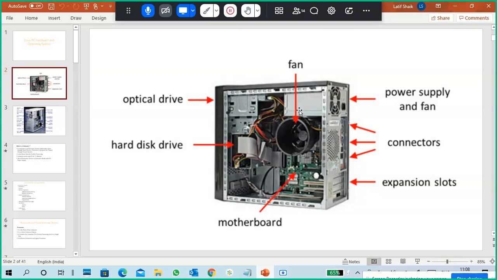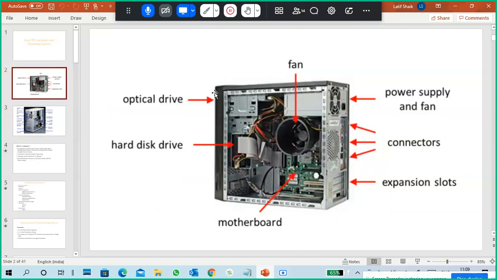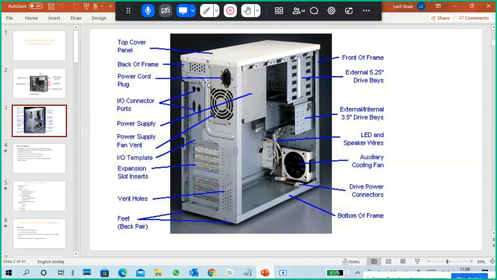So this is your cabinet and the front side of the cabinet. The front side picture is not here. On the front side of the cabinet, there are the power button, reset button, power LED, hard disk LED, and USB connections. So these are all the slots available like this.